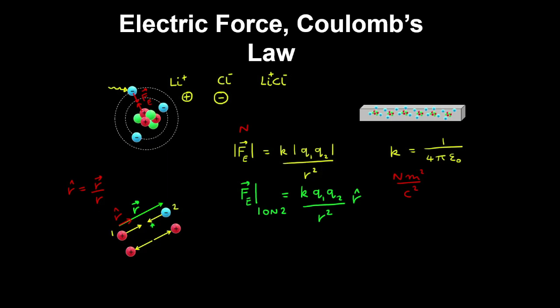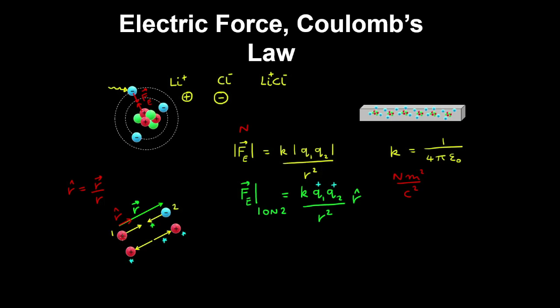So two objects with charges with the same sign exert repulsive forces on each other. So as we can see, if charge 1 and 2 are both positive, so we have the unit vector pointing in a direction from charge 1 to charge 2, and therefore the electric force of charge 1 on charge 2 acts in a positive direction. So it's effectively repelling charge 2 from charge 1.